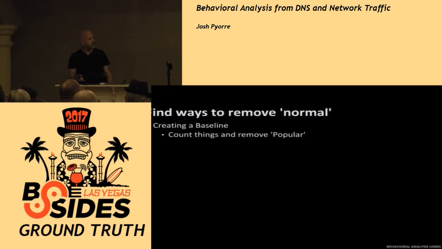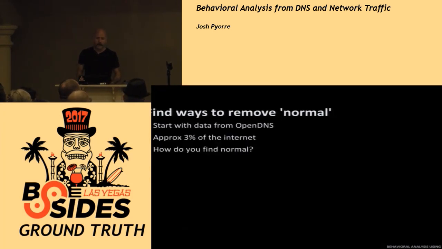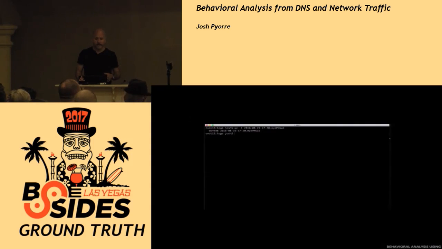Like I said before, I'm counting things and removing popular initially. I'll start with data from OpenDNS. I said it's approximately 3% of the internet. So how do you find normal? Can you find it? We'll try.